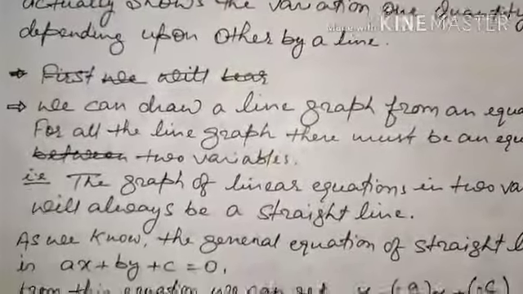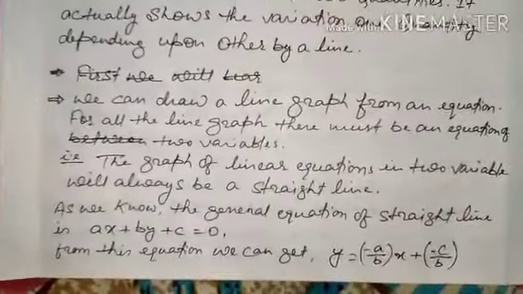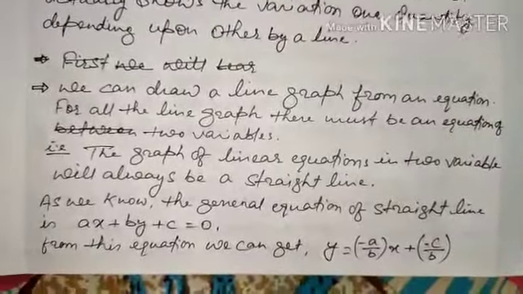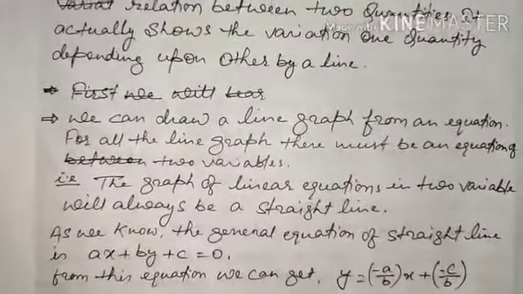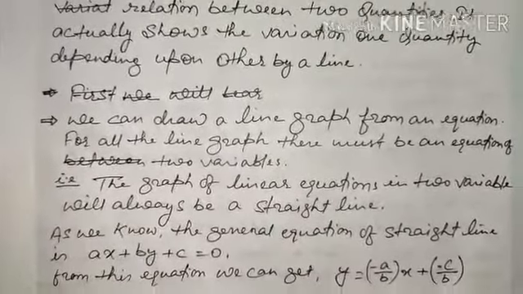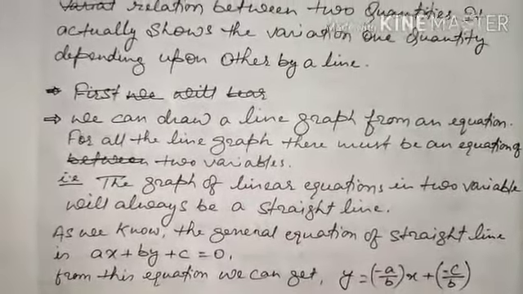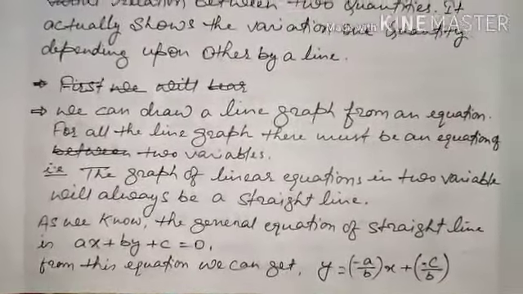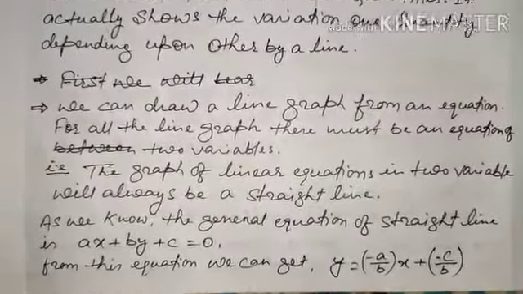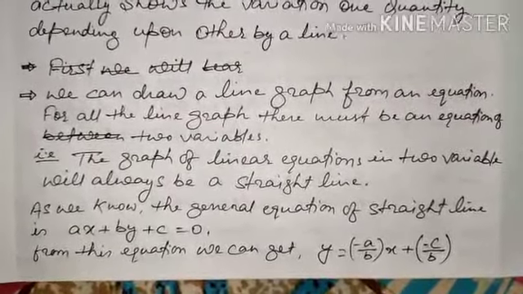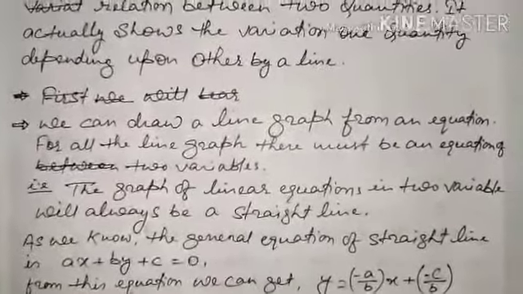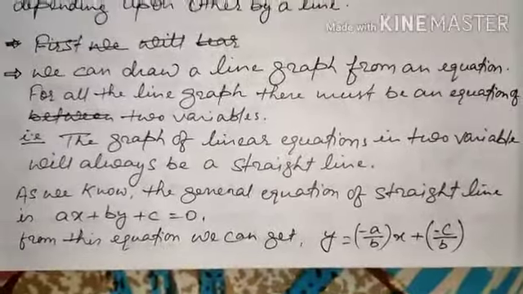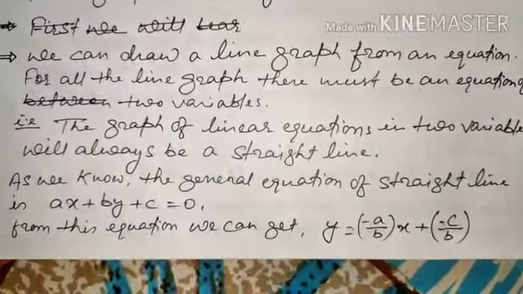We can draw a line graph from an equation. For all the line graphs, there must be an equation of two variables, because we always draw line graphs between two variables, the two quantities on a 2D plane in the Cartesian coordinate system that you must have studied in class 10th.